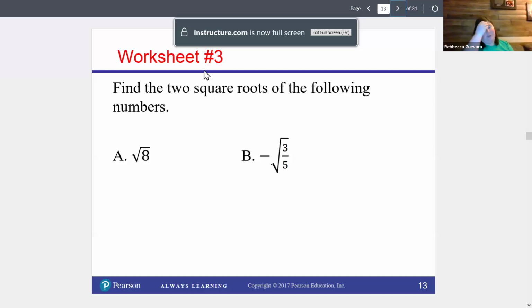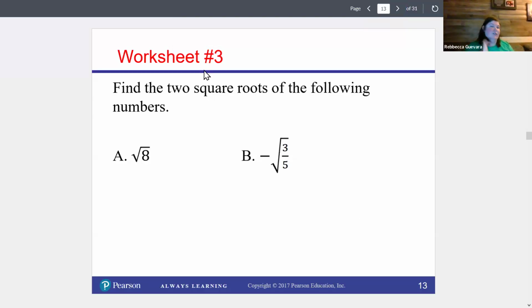And I realize this is probably just review for you, but for both of these, we just wanted to find the square root of the following numbers. So we're going to find the approximation. So take a moment with your calculator and find those.